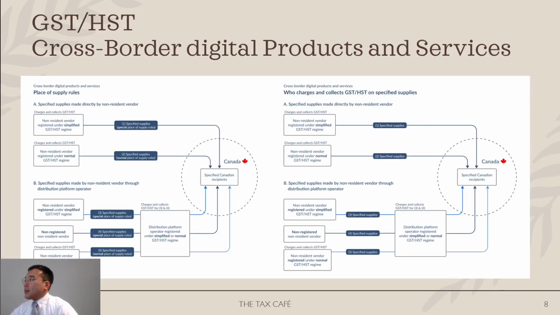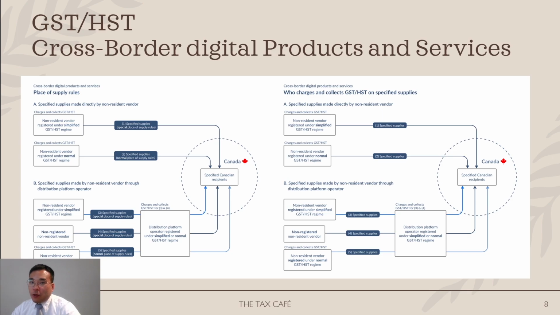So basically, to explain this concept as easily as I can, this slide is stating that the non-resident vendors that were not registered for GST and HST before with the previous rules now would have to be registered under the GST HST simplified regime if the total taxable supplies of those digital products and services made to consumers in Canada exceed $30,000 over a 12 month period.